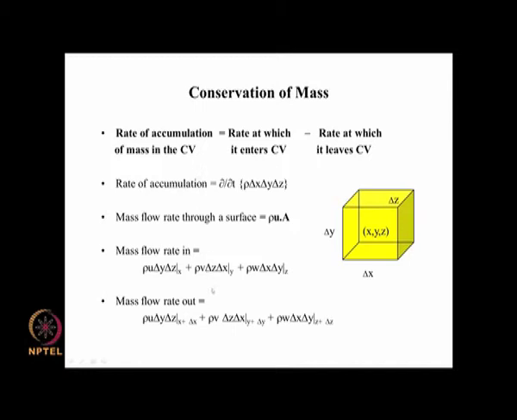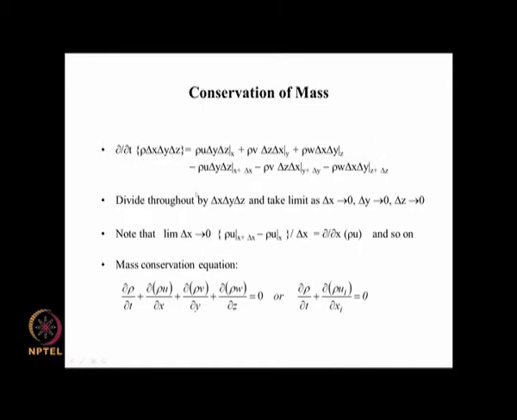Similarly, there can be accumulation because v at y and v at y plus delta y are different, or w at z and w at z plus delta z are different. So this is the total mass flow rate going out and this is the total coming in, and you can write a mathematical expression: dou by dou t of rho delta x delta y delta z equals all that is coming in minus all that is going out. So we can now do some simple manipulations.